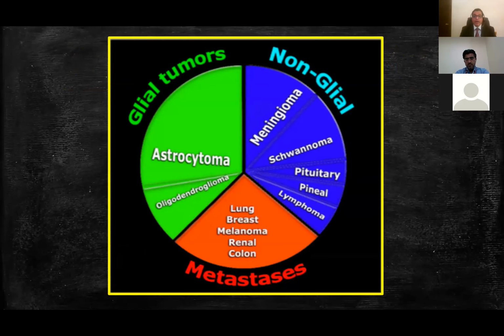For example, if you look at brain tumors, one third of them are glial brain parenchymal tumors arising from the brain parenchyma itself. Astrocytoma is the most common brain tumor, and it's subdivided into high grade, intermediate, and low grade. The high grade astrocytoma is called GBM, glioblastoma multiforme.